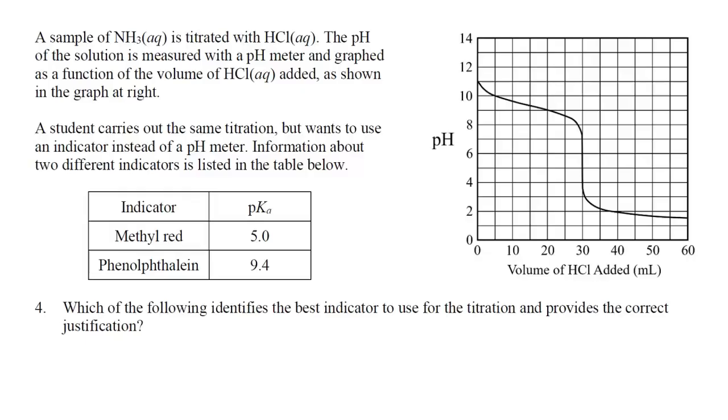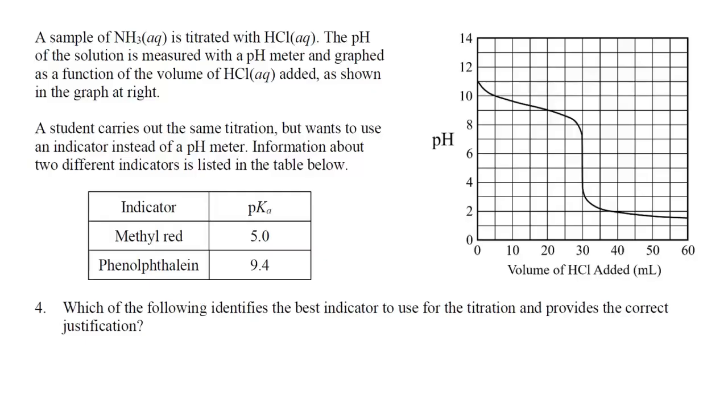In question 4, we can see a graph that represents a titration curve from a titration experiment, and we are given the following information. It says a sample of NH3, which is ammonia, is titrated with HCl, hydrochloric acid. The pH of the solution is measured with a pH meter and graphed as a function of the volume of HCl added, as shown in the graph at right. A student carries out the same titration but wants to use an indicator instead of a pH meter. Information about two different indicators is listed in the table below.